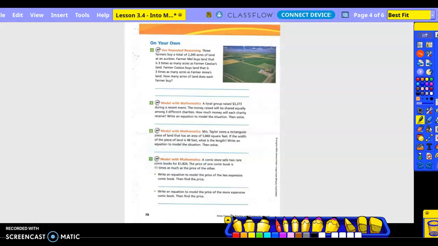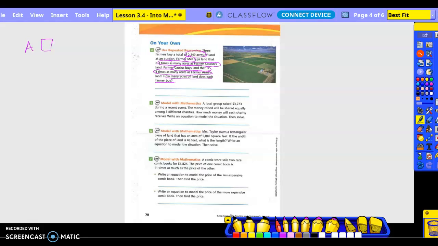So we need to do our bar model. Our total is 2,249. Mel buys 3 times as much as Caseus. Caseus buys 3 times as many as Farmer Ann. How many acres of land? Now, they don't always go in order, right, guys? So who has 1 box? Farmer Ann. So A, 1 box.